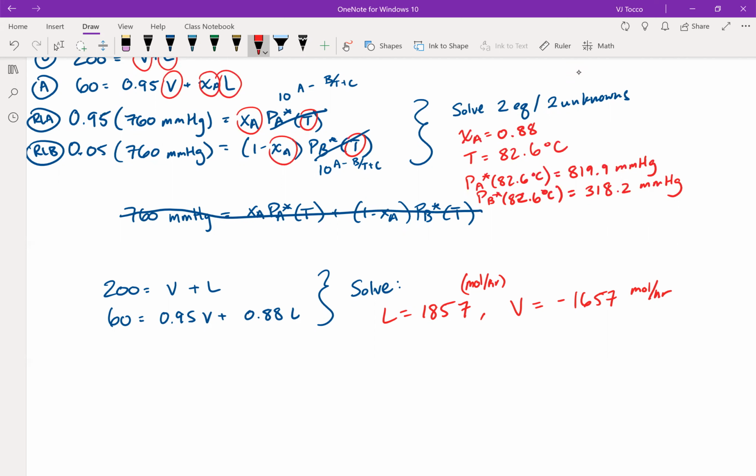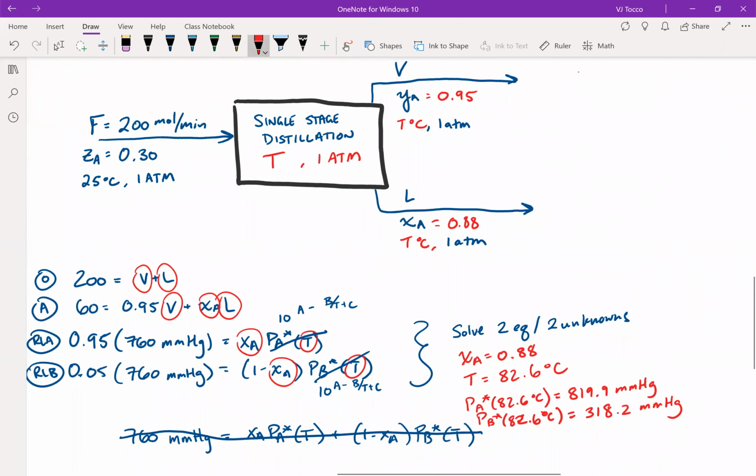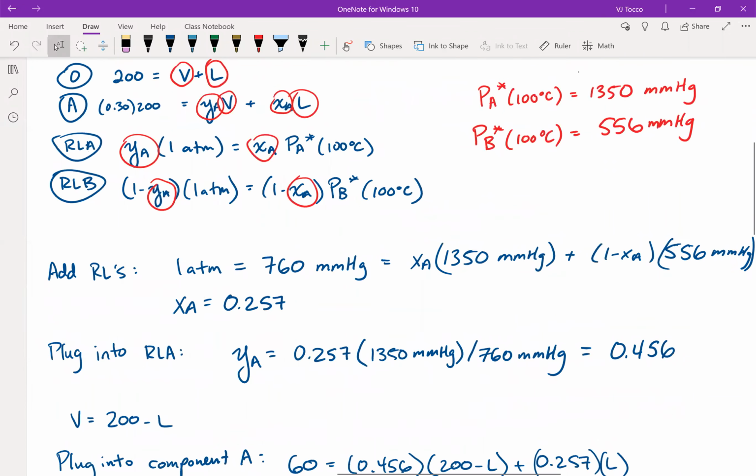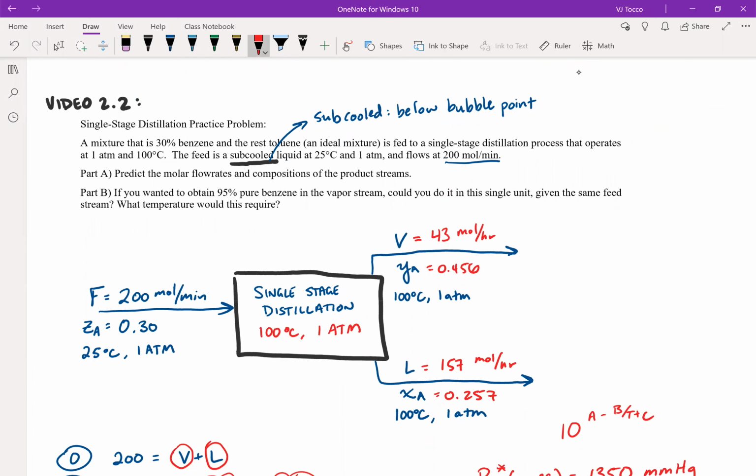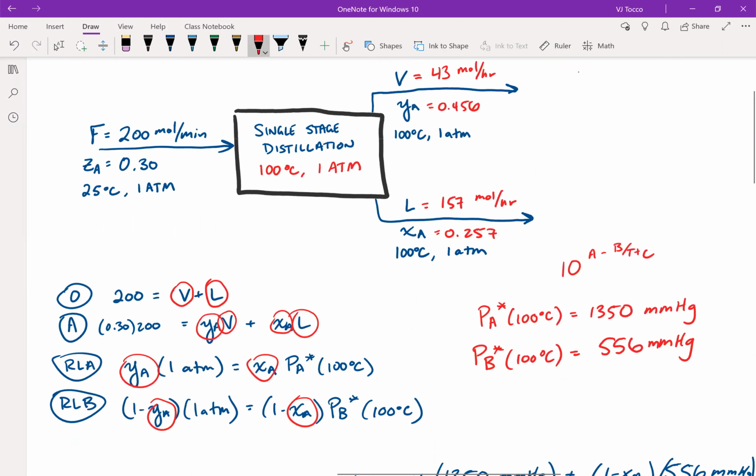In this case, we've broken and violated the material balance. So we cannot obtain in a single stage distillation unit a vapor that is 95% pure, starting with a feed that is 30% pure. So this is what I mean by the system has to obey the material balances and phase equilibrium relationships. So the answer to the second question is no, you cannot obtain 95% pure benzene in a single unit, given this feed stream, of course. If your feed stream was something different, then maybe your material balances would work out.